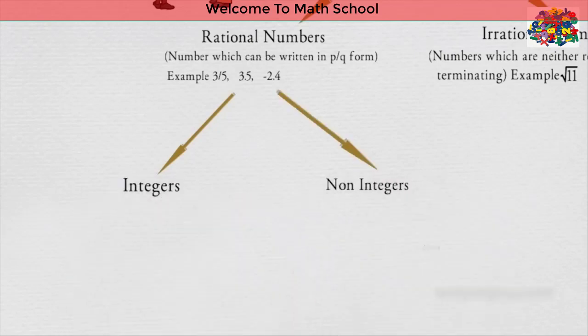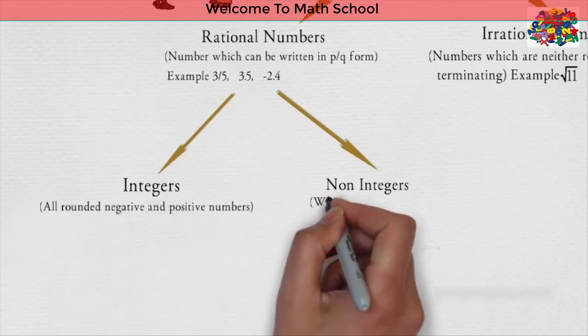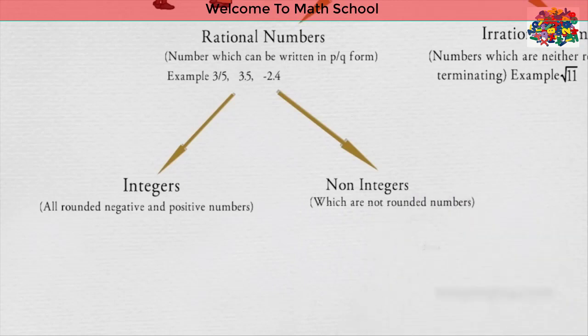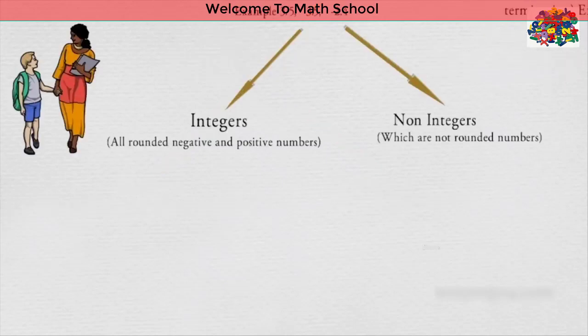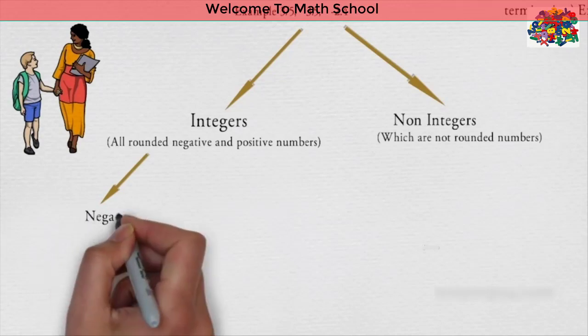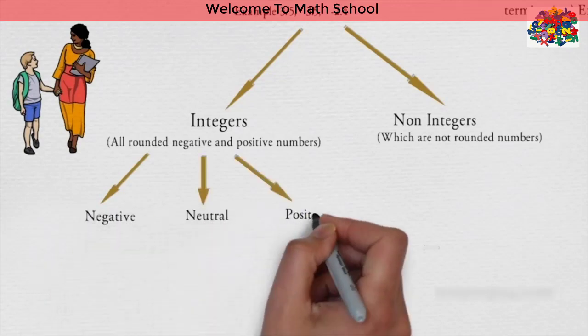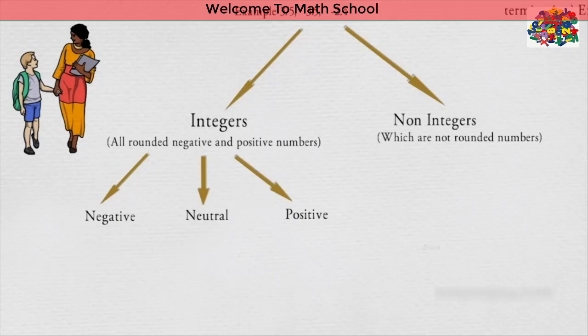All the negative or positive whole numbers are known as integers. Those numbers which are not rounded are known as non-integers. Rounded in the sense which are not considered as part of decimal. Moreover, integers are further classified into negative integers, neutral integers, and positive integers. All the numbers from minus will be called negative integers, 0 will be a neutral integer, and all the numbers from plus 1 onwards will be known as positive integers.